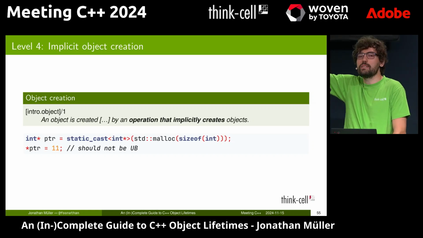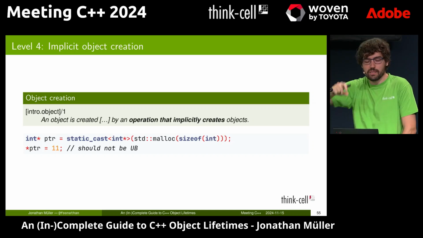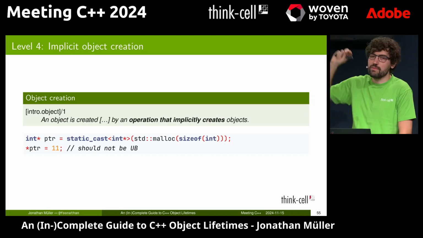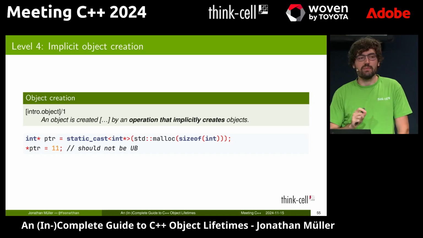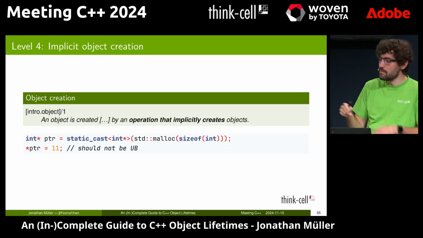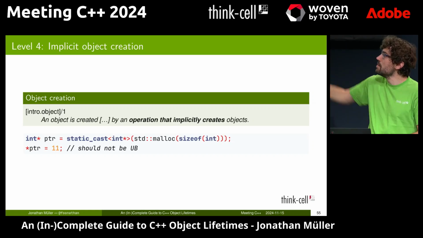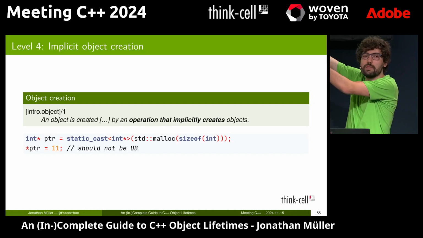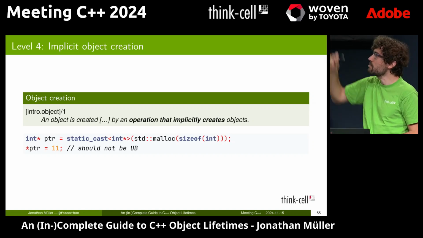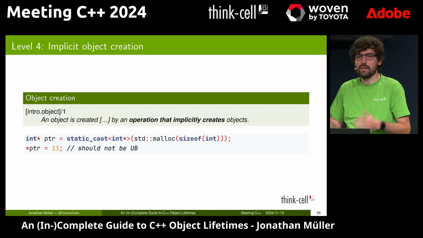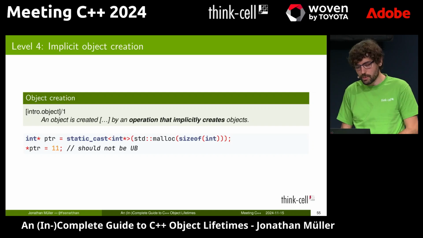Essentially all C code looks like this, and if this is compiled under C++, this should not be undefined behavior. It would be undefined behavior if implicit object creation wasn't a thing, because there isn't any rule. At no point do we create an object, right? malloc doesn't create objects, and we're just dereferencing it and start assigning it. Nobody has created an object.